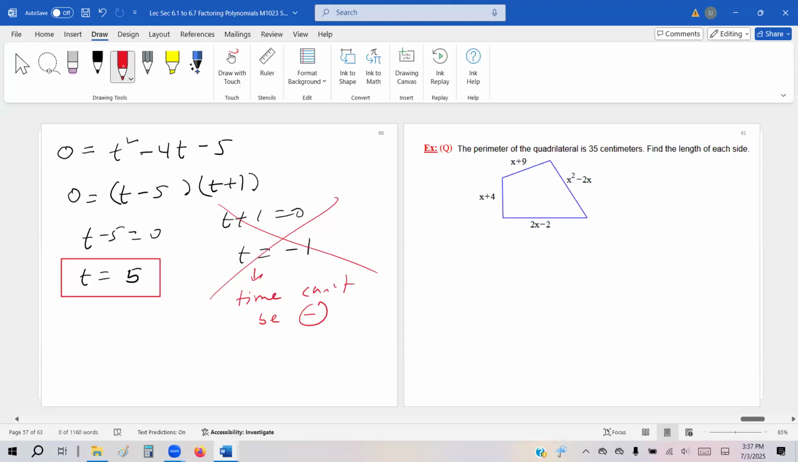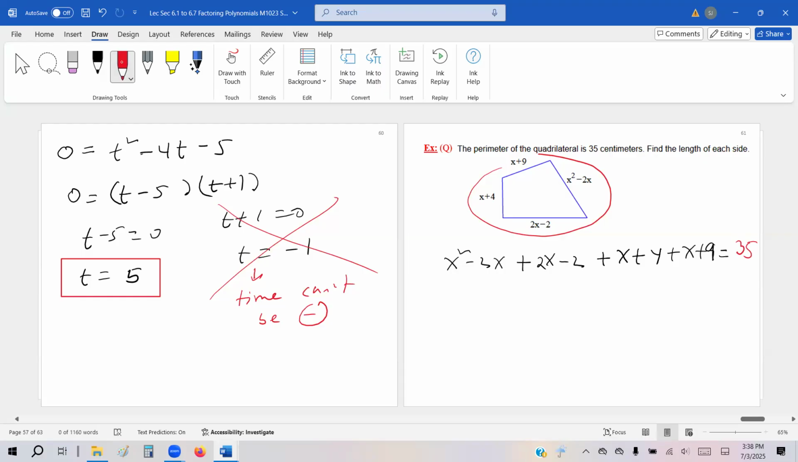So what do you think our first step is? How do you start? We add all 4 sides. So we have x squared minus 2x plus 2x minus 2 plus x plus 4 plus x plus 9. And if you add all the sides, how much is the total? 35. Why couldn't they just give us the numbers? See how life would have been easier. No.